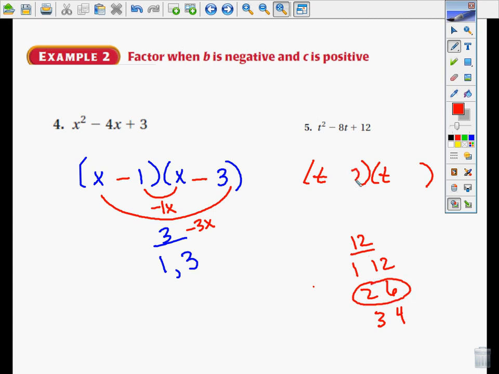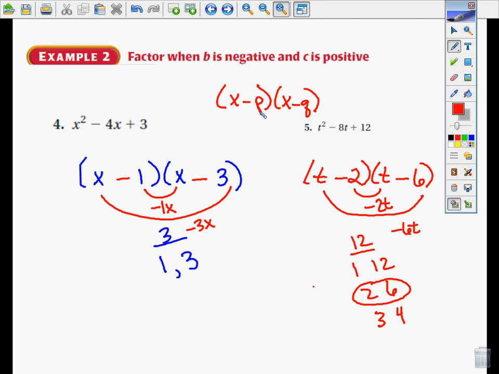So I'll go 2 and 6, and I know it's going to be a negative and a negative because I have to get a negative 2t and a negative 6t to give me the negative 8t. And negative 2 times negative 6 is positive 12. So if b is negative and c is positive, it's always going to be in the form x minus p and x minus q. So the p and the q are going to end up both being negative.